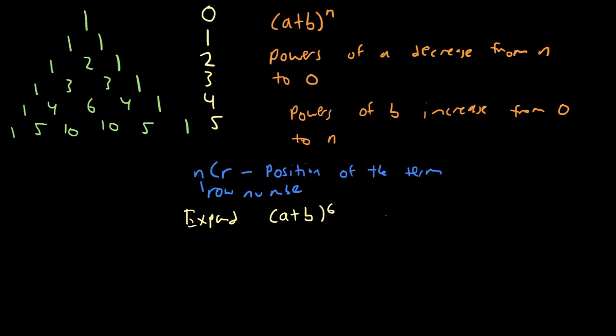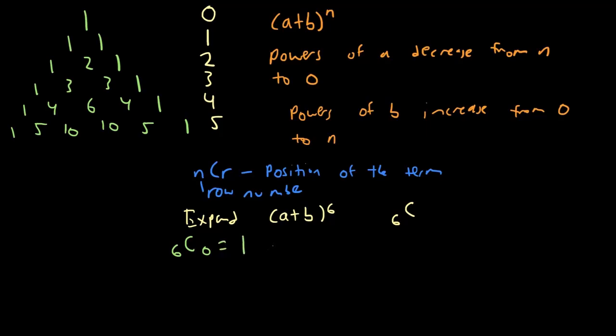So we're going to do n, which is 6, c, and r on our calculator. And this depends on which position you're in. For the first position, we're going to do 6, c, and then the position, which is just 0, because this is going to be our first term. When we put that into our calculator, that equals 1.